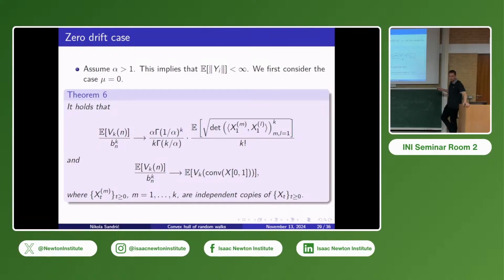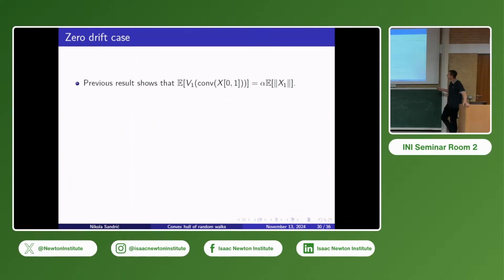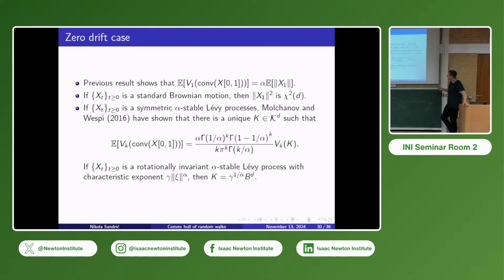And this also, in certain cases, can be done. So if you are interested in V1, then this thing here just reduces to this. So in some cases, when this stable random variable is nice enough, then we can compute this explicitly. For example, when X is a Brownian motion, then this is just chi squared with d degrees of freedom.